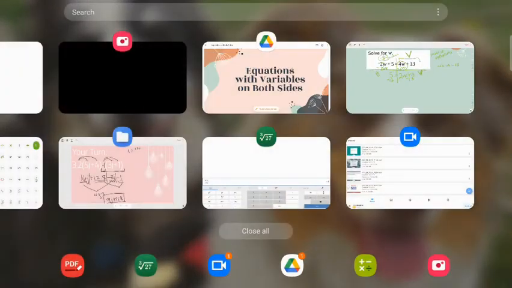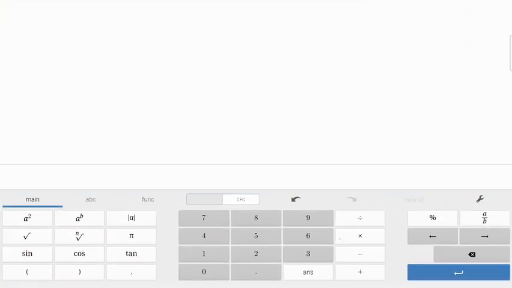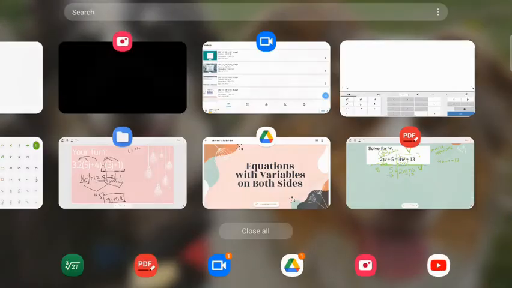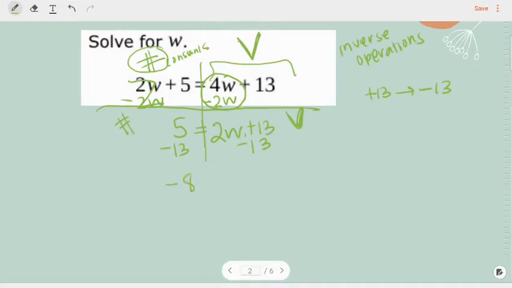5 minus 13, let's use a calculator on that, just to make sure we're in the clear. 5 minus 13 is negative 8 equals 2w, and positive 13 and negative 13 zero out. So I'm left with negative 8 equals 2w.